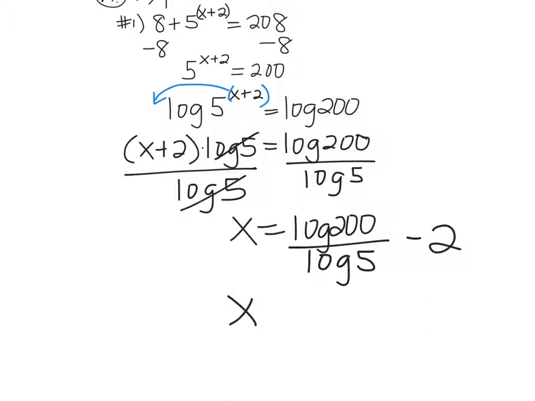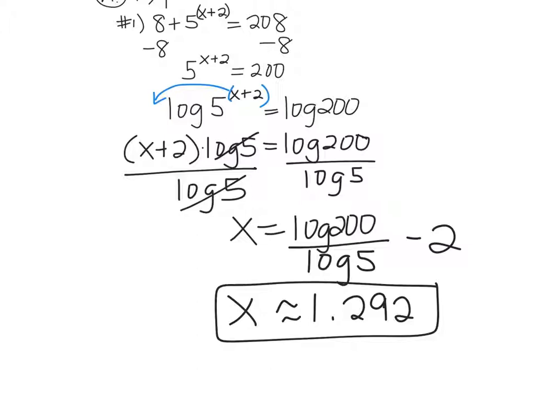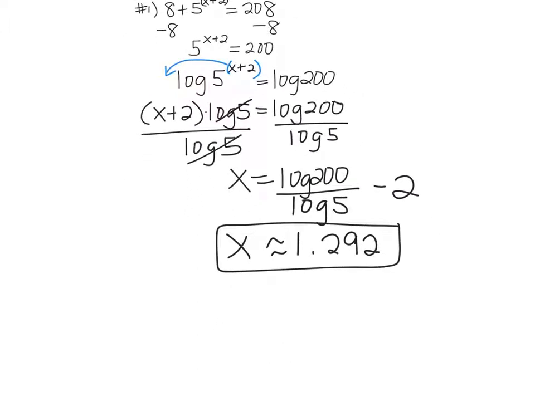I think the book has you rounding to 3 decimal places is fine. Sometimes I tell you just to leave your answer in terms of log. And so you would leave it like that. How gross is that? So log 200, close the parenthesis, divide by log 5. You might want to practice this. Get your calculator out. And then subtract 2. So I get 1.292, approximately. It used to be back in the day when you didn't have calculators, you'd have to look up all the logs in a log book.